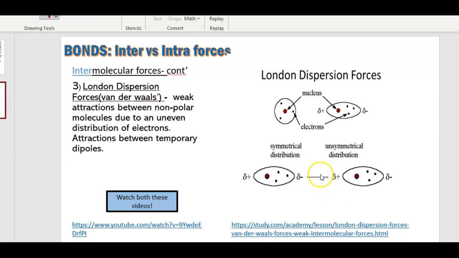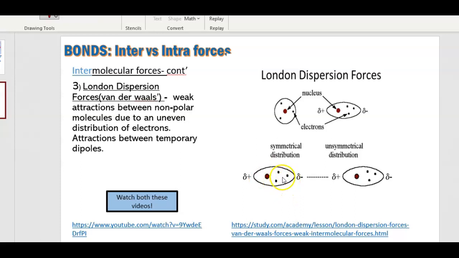So it's intermolecular, so it's between different atoms or between different molecules. And this is quite weak. This is definitely a lot weaker than your dipole forces or your hydrogen bonds. But yeah, it's just a distribution of electron issue, basically.